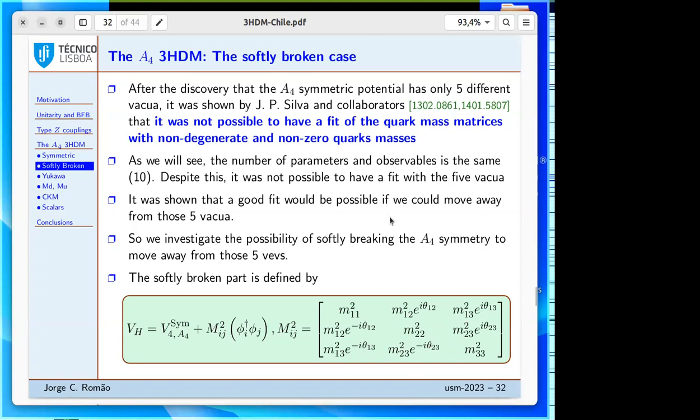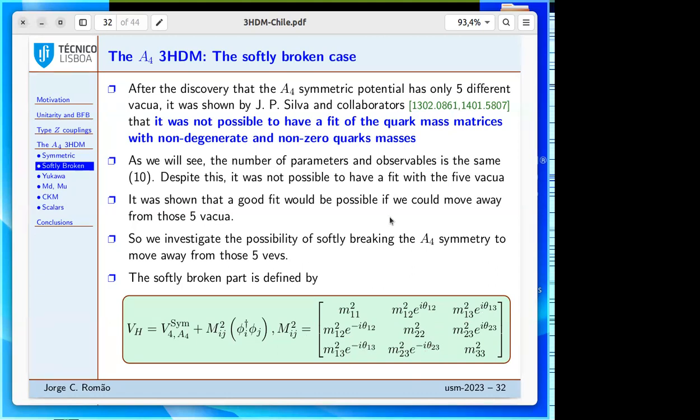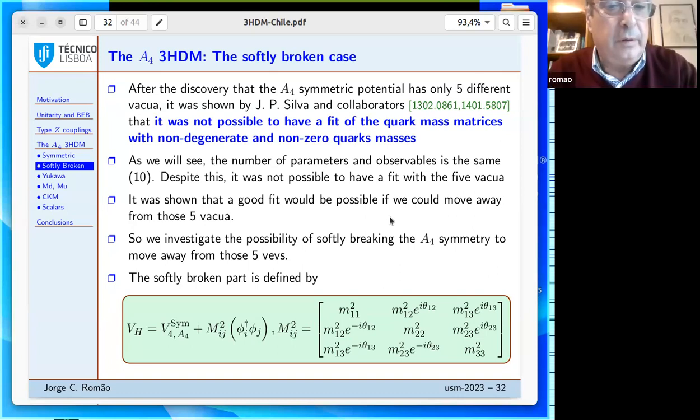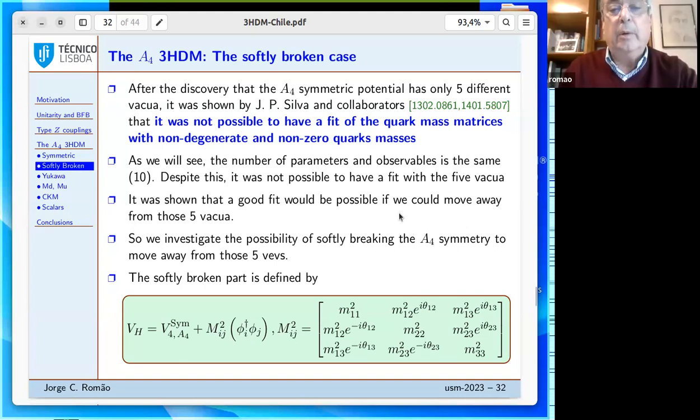I have a question. Yes. In order to generate these quark masses, you're not considering at all radiative corrections or seesaw mechanisms or anything like that. It's just... No, it's just tree level. Okay, just Yukawa coupling. That's it. Yeah, just Yukawa coupling. Yes. I'll show you in a moment what I mean.